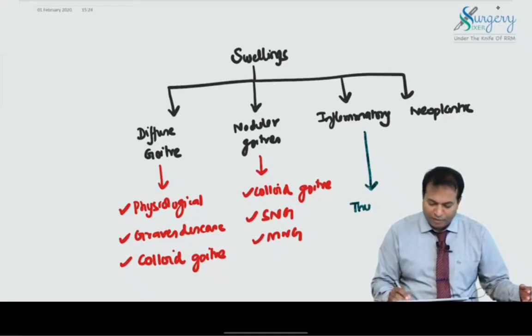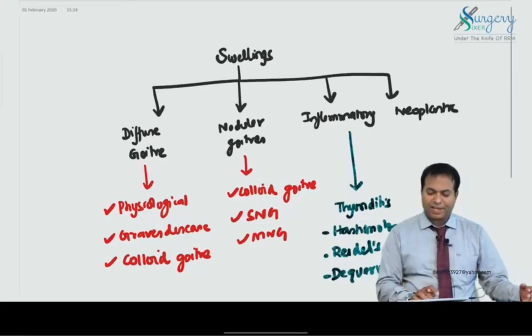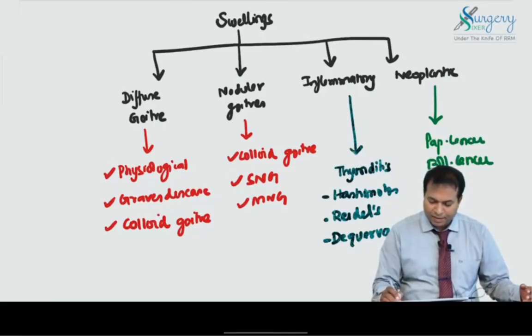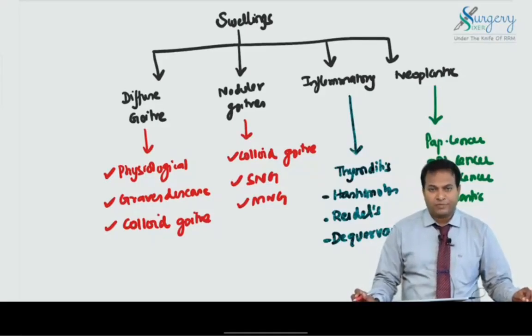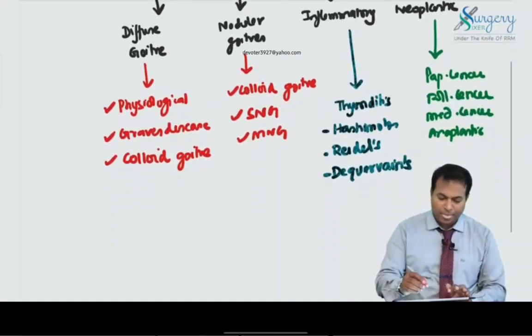So inflammatory, you know very well the various types of thyroiditis like Hashimoto's, Riedl's, De Quervain's. And neoplastic, we have all the malignancies like papillary cancer, follicular cancer, medullary cancer, anaplastic cancer. So especially final year students, you can get an essay question on the various swellings of thyroid. Discuss the various etiology, FNAC findings and investigations of thyroid swelling. You can get it in an exam. So this is the broad outline of thyroid swellings.